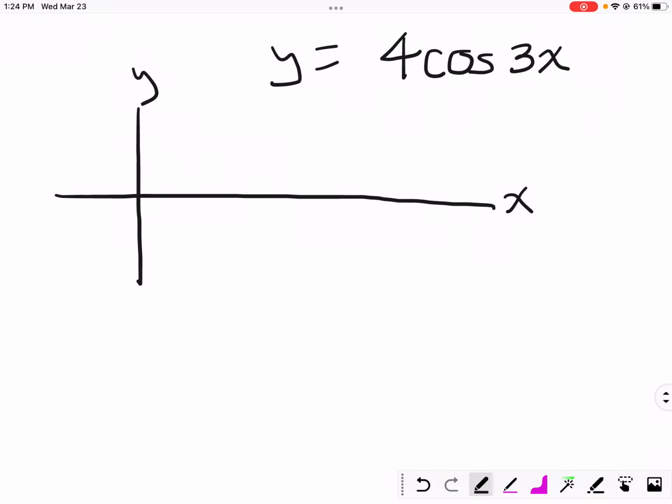Looking at this one. This time, let's focus on the fact that this is a cosine curve. So I'm going to go something like this and something like that. And a cosine curve looks something like this. They're actually the same shape as a sine curve. However, the cosine curve starts at 1, whereas the sine curve starts at 0.